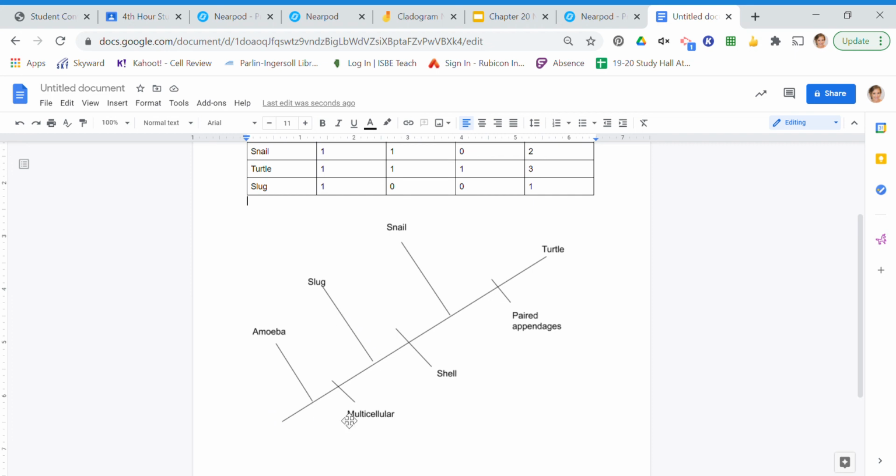So we see, yes, the slug is multicellular. It's to the right, and the slug is going to evolve next. We then have the next shared trait, which is the shell. Slugs and amoebas do not have it, but snails and turtles do. After the snail, we see paired appendages are going to evolve, and this is going to go to the turtle. And this is how we're going to set up our cladograms.